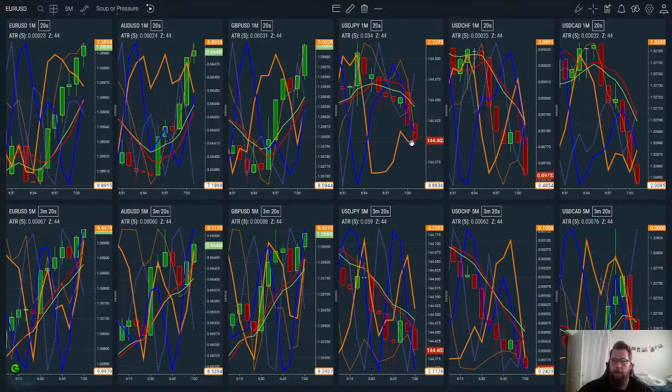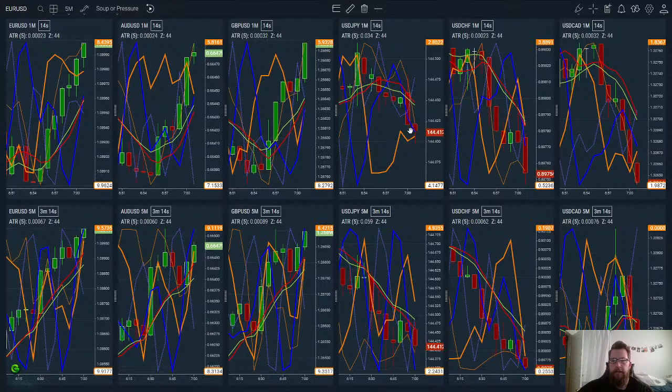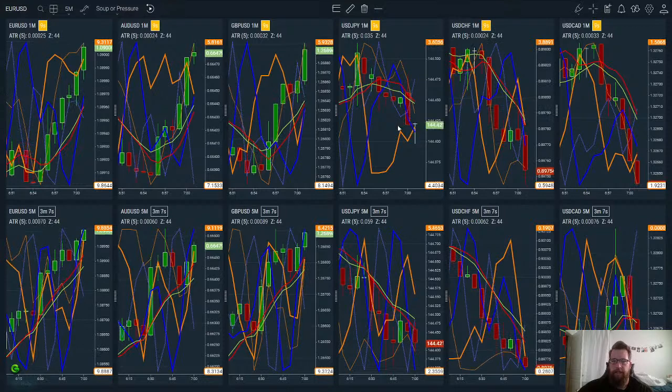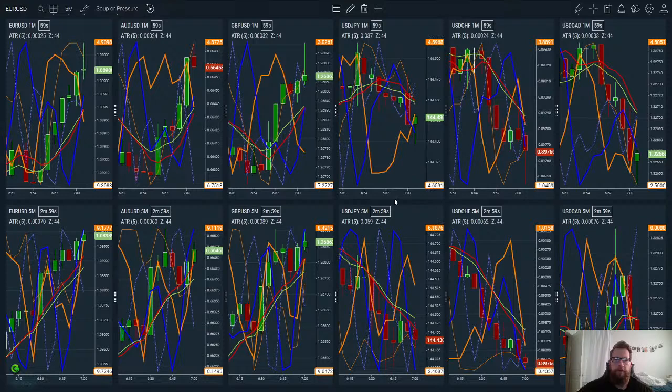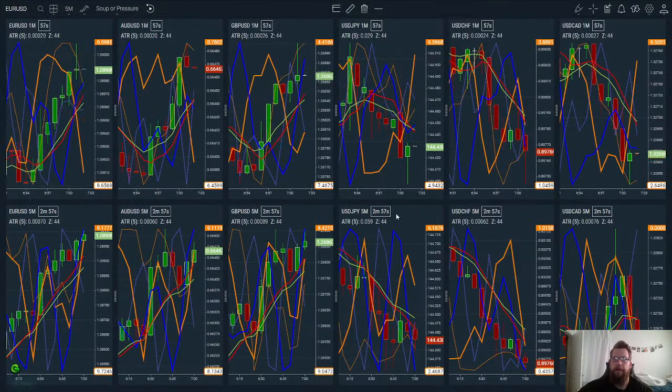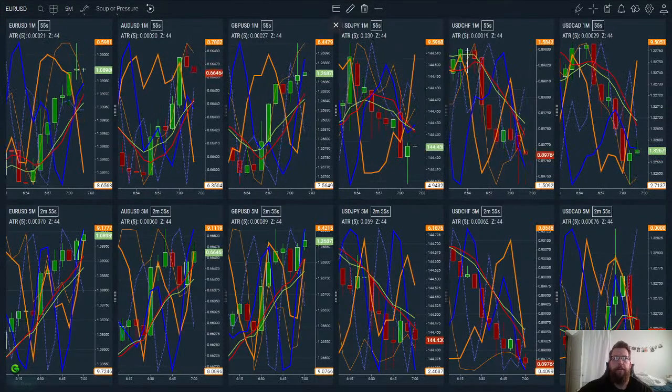So we want the orange lines pointing in the direction of the trade, blue lines pointing away unless the blue lines are crossing, in which case the thick blue goes toward the direction of the trade. We call that a blue cross. And same thing down here. And if enough of these are pointing in the right direction on both charts, then we'll look at getting in on the trade.